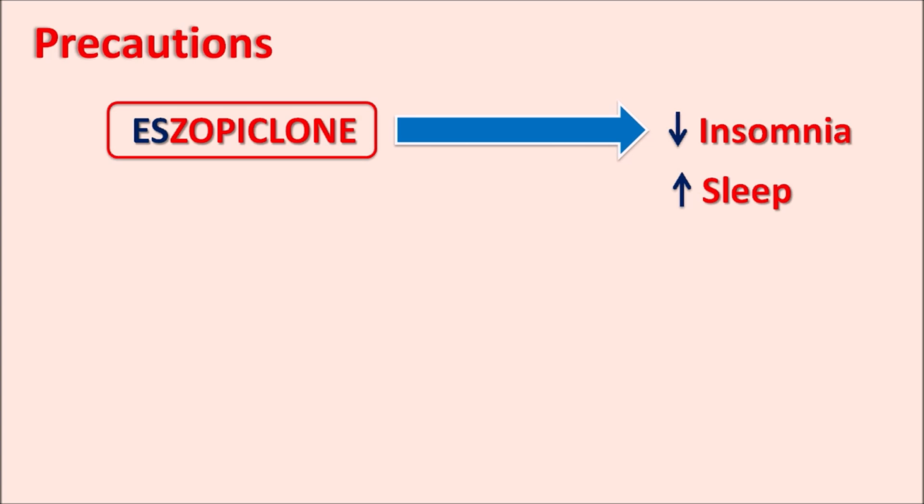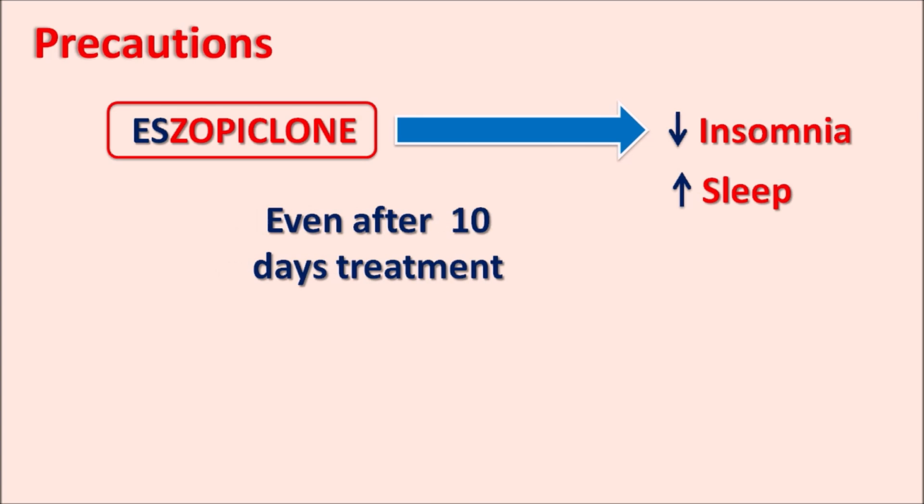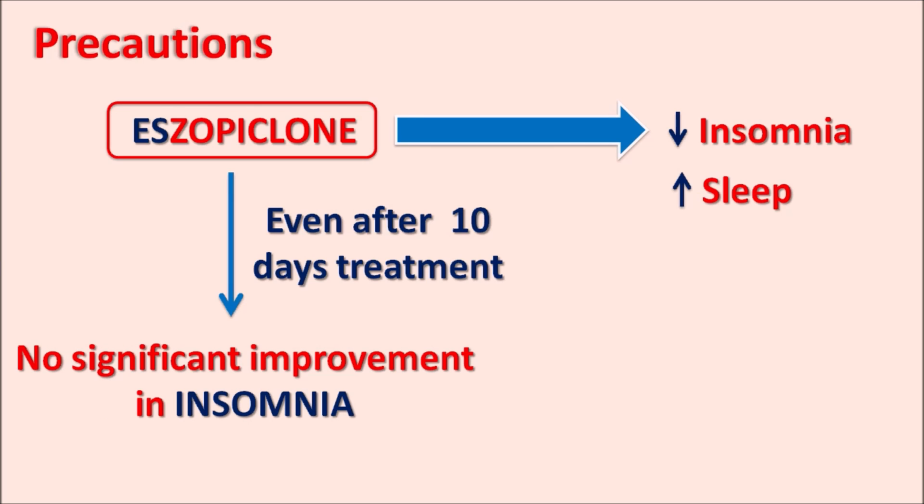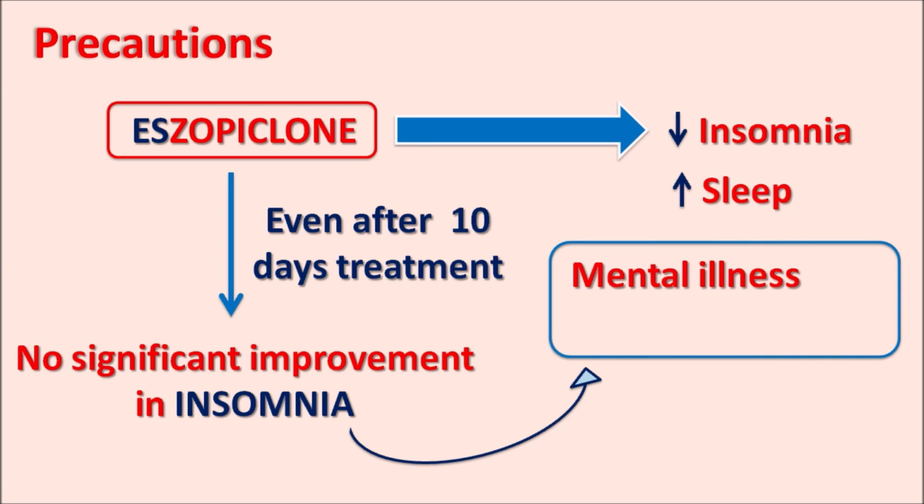But sometimes when this drug is prescribed, even after 10 days of treatment the insomnia is not controlled and there is no significant improvement. In such conditions, the treatment should be evaluated, and the insomnia in the patient may be related to a mental illness or a psychotic disorder. Patients who have mental illness or psychotic disorders may have insomnia, which should not be treated with S-Zopiclone, because this drug further increases the psychotic symptoms without any improvement in the insomnia. So this drug should be used in patients who are only suffering from insomnia without any underlying psychotic disorders.